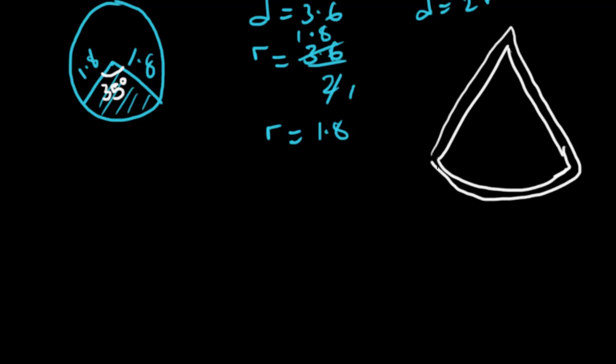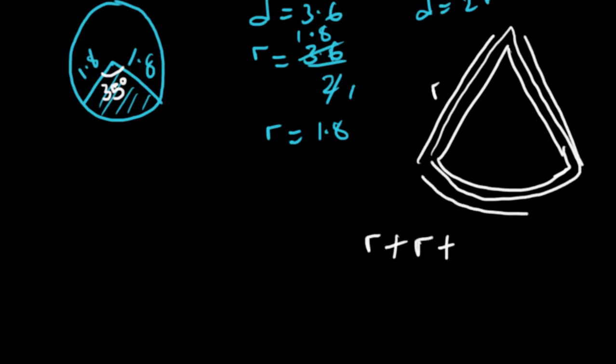Does that make sense? Now from here to here is what? R. So I'll have R plus. From here to here is R. So I'll have R plus. From here to here is the arc. So what's the length of an arc? What's the formula for the length of an arc? That is theta over 360 times 2 pi r.